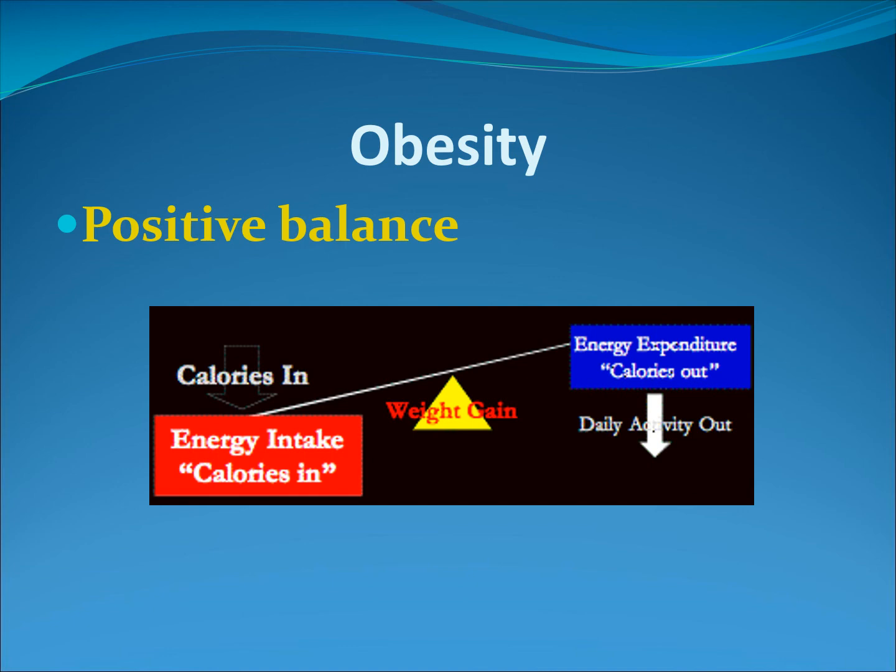Now, what we mean by ideal body weight is related to the height and sex, but generally we can calculate or estimate an ideal body weight for a person according to his height. If a person has a 170 centimeter height, for example, his ideal body weight is around 70 kilograms.